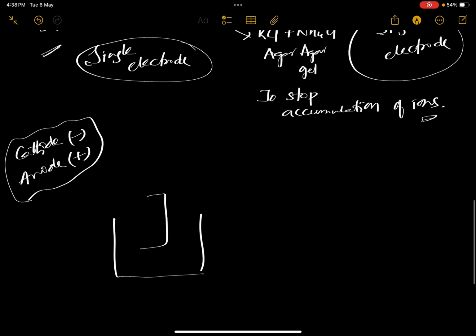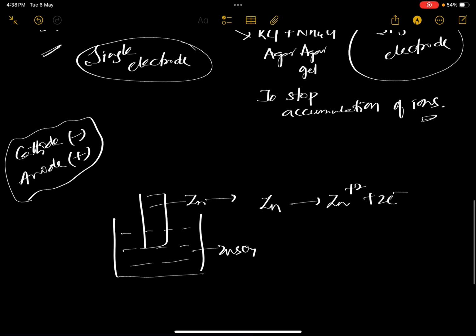When you are taking a zinc rod in zinc sulfate solution, this zinc rod loses electrons and becomes Zn2+, and the electrons are going to be accumulated here. So many electrons coming from zinc are going to be accumulated here. Because of that, it is given the negative sign. And this is oxidation.